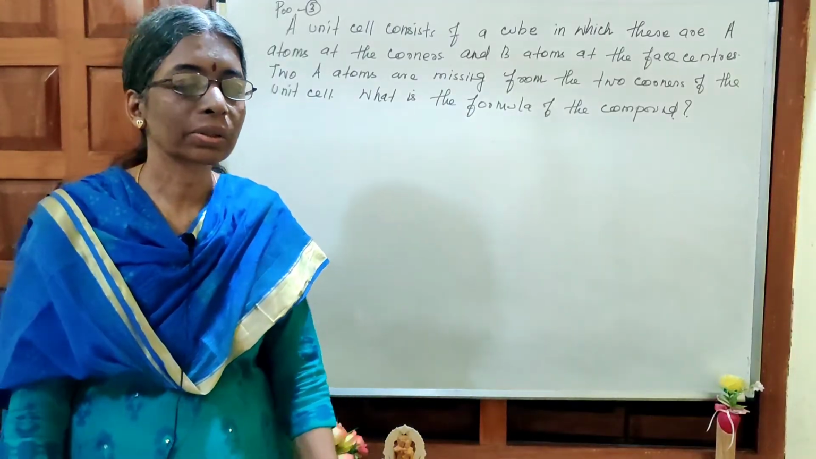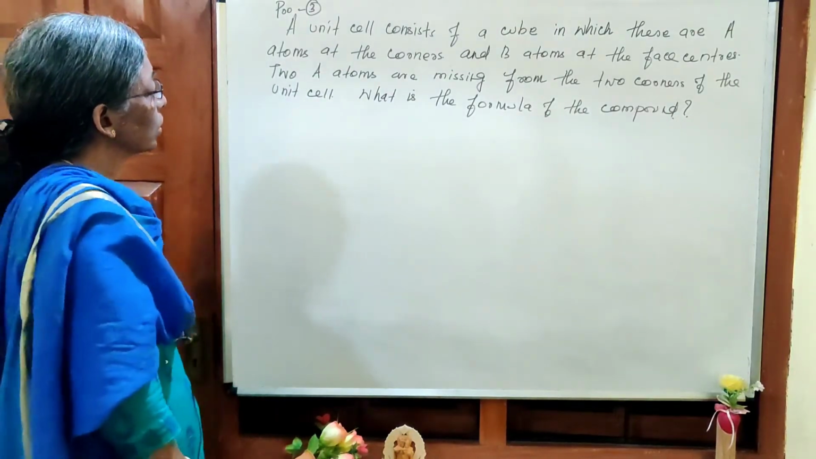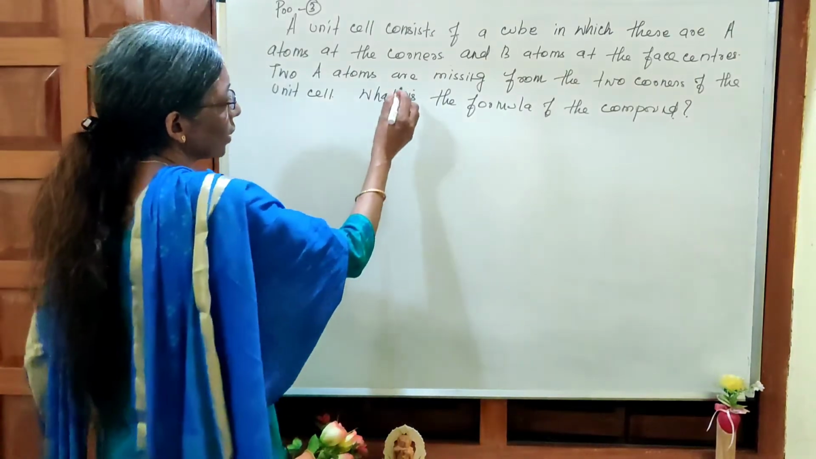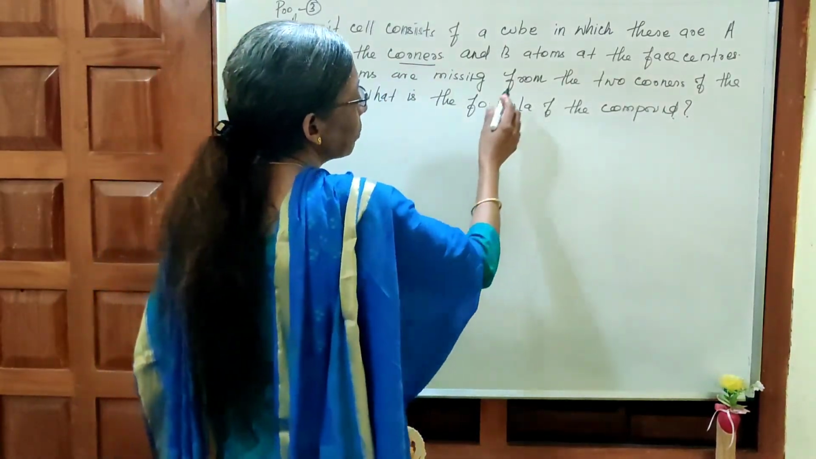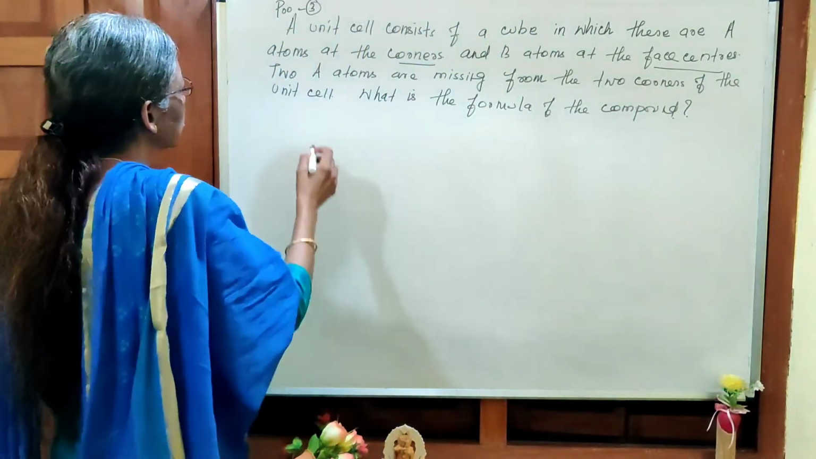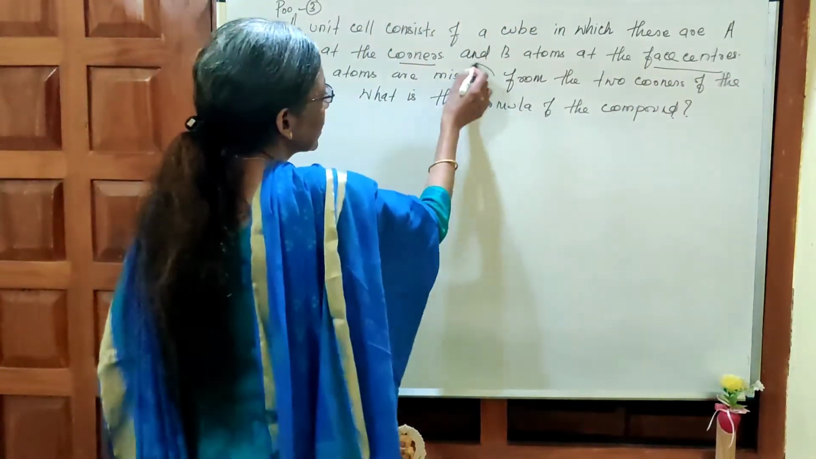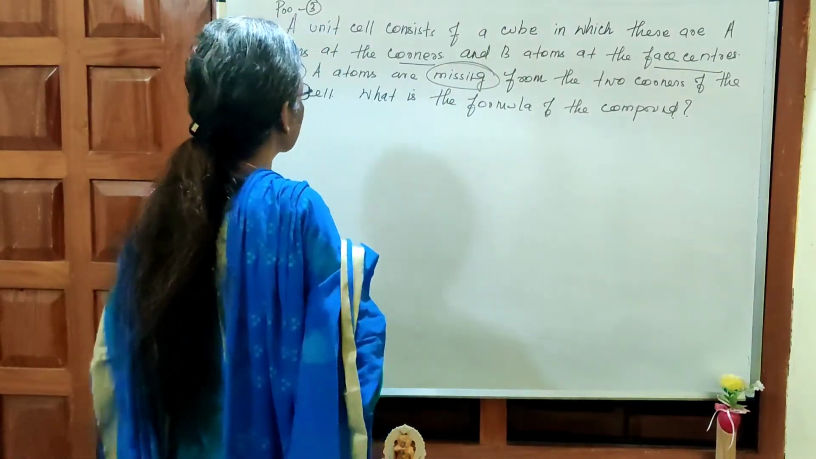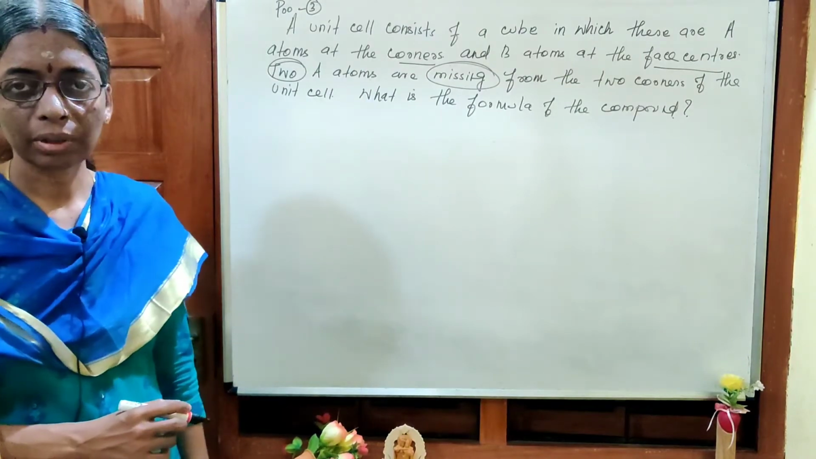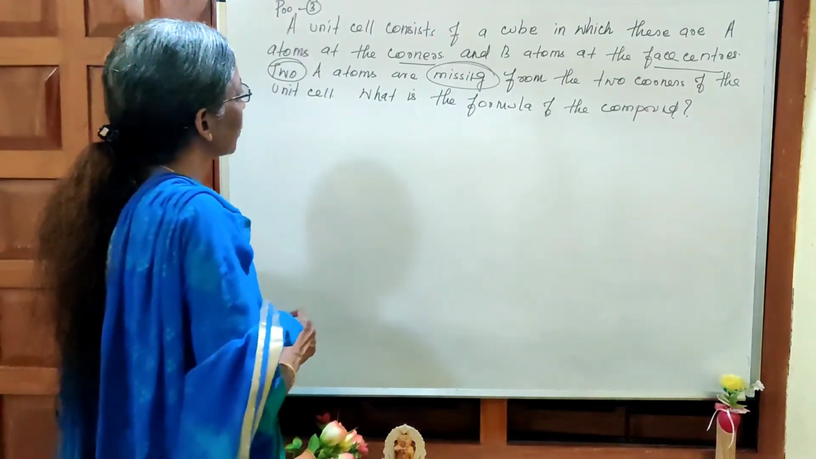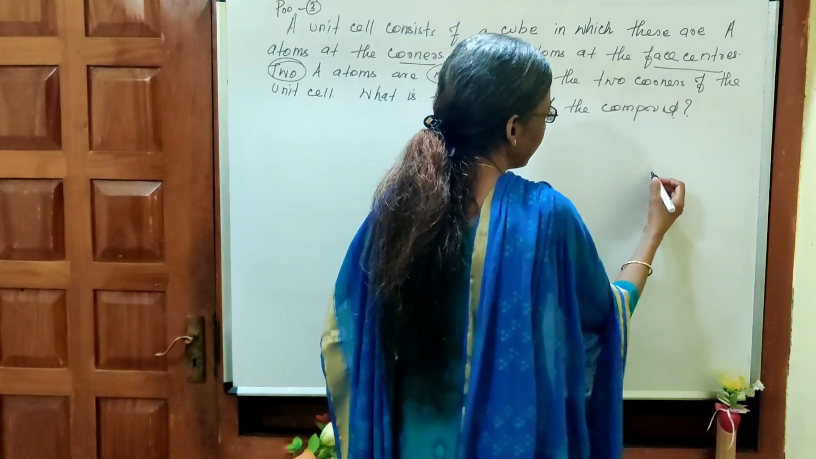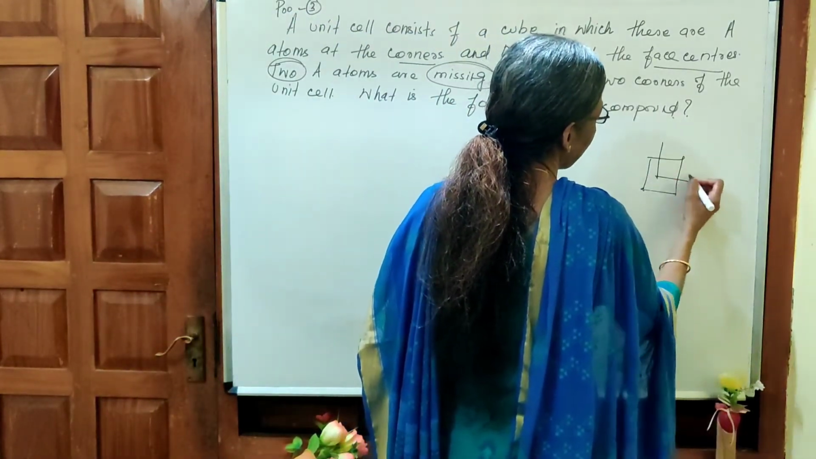Hello students, let us do this problem. A unit cell consists of a cube in which A atoms are at the corners and B atoms at the face centers. 2 A atoms are missing from 2 corners of the unit cell. What is the formula of the compound? So first, a unit cell consists of a cube. We can see here, this is the unit cell.